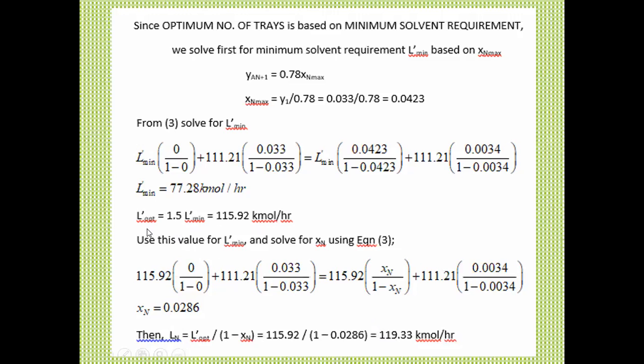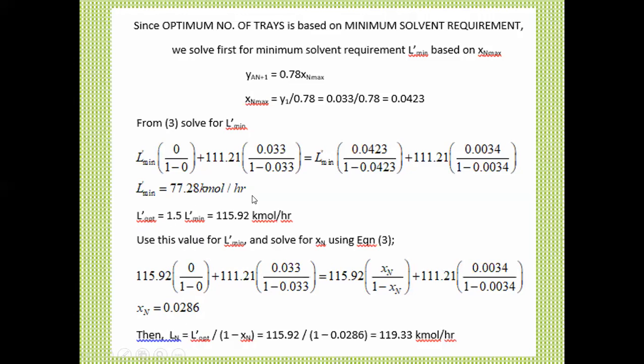Thank you. Now, you may wonder why solve for the L sub n. You already solved for the L prime optimum and then you solve here for the Ln. Remember class that this L prime optimum is the optimum solvent that entered your column. This Ln is the solvent that left your column carrying with it this particular amount of ethyl alcohol. So we need to determine this Ln based on the L prime optimum.